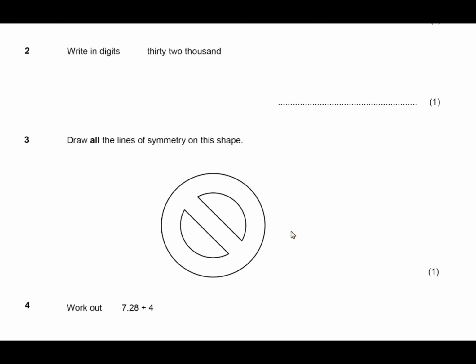Question 2, write in digits 32,000. So 32 and then 3 zeros after it. Question 3, draw all the lines of symmetry on this shape. So this shape, you have to look at it and see whether you can fold it in half, and you should come up with 2 lines of symmetry. One down the center that way and one across it that way.